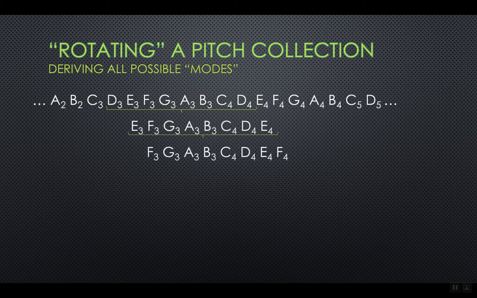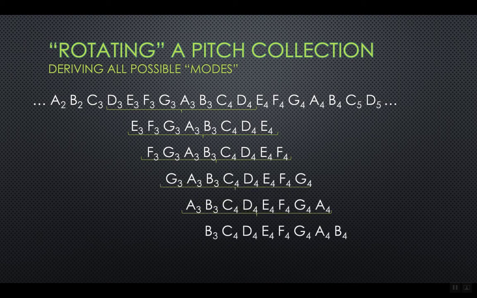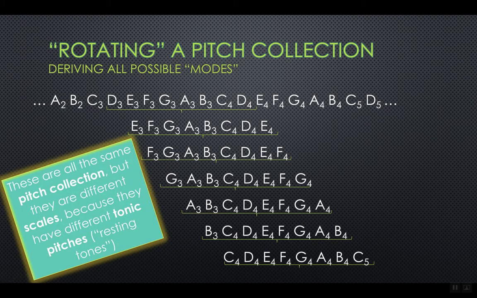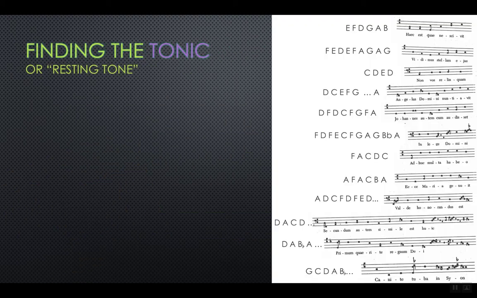But we could do it from E up to E, F up to F, G, A up to A, B up to B, C up to C. So given a pitch collection like this one, that's got A, B, C, D, E, F, G, where we start in there is called a different rotation. And there's always going to be seven different possibilities if there's seven notes in the collection. Cool. So these are all the same pitch collection, but they're different scales because they have different tonic pitches. So what we're going to do now is go back to this page, these little melodies, and see if we can figure out what the resting tone would be for each one.